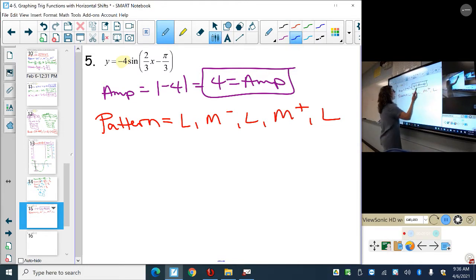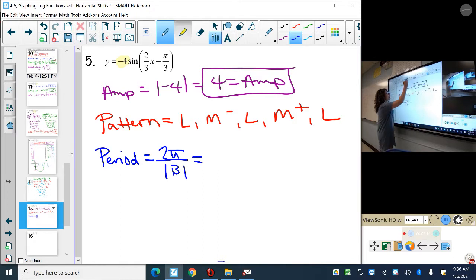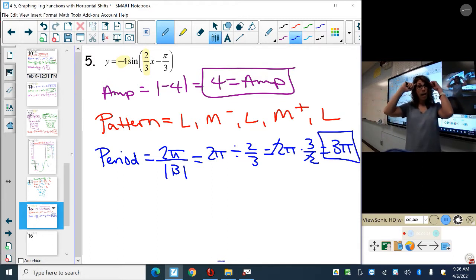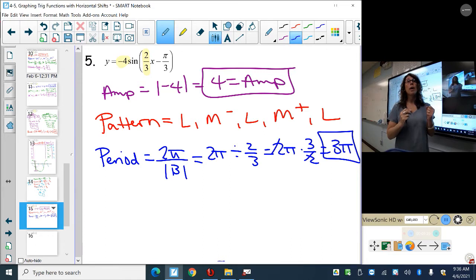Okay? Next, I need to find my period. My period is going to be 2 pi divided by the absolute value of b. b is 2/3 here, so this is going to be 2 pi divided by 2/3, which is going to be 2 pi times the reciprocal. The 2's cancel out to give you 3 pi. Now, I need your brain to stop and I need your brain to think. 3 pi, what is that compared to the number 2 pi?